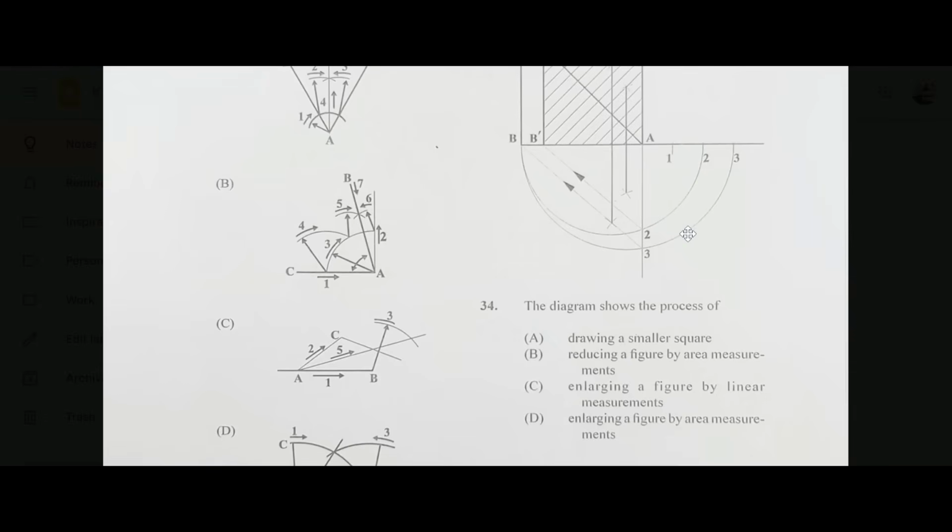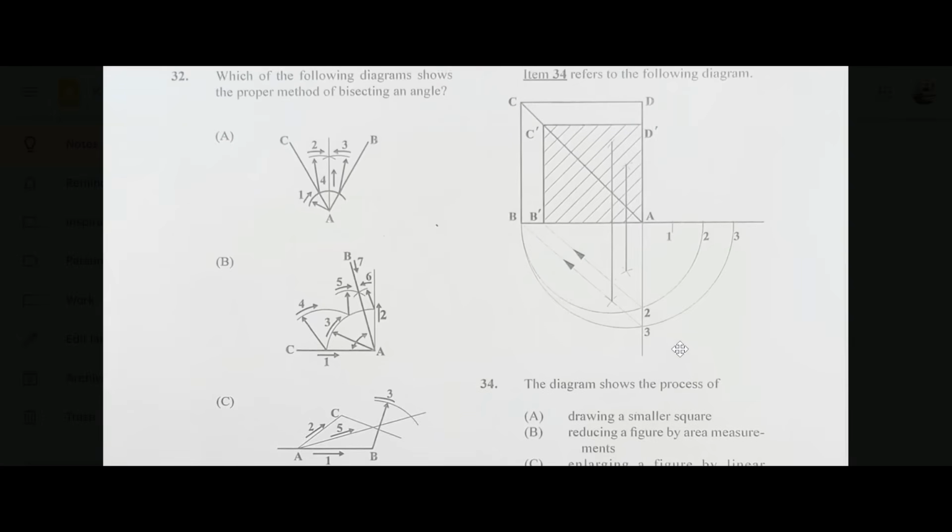So the diagram shows the process of drawing a smaller square, but it's not just drawing it, it's reducing a figure by area measurements. Enlarging a figure? Nope. So the answer is B, they're reducing a figure by area measurements.